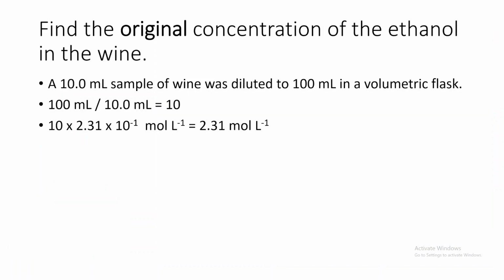Boom, simple. Now the question specified the original concentration, as the 10 milliliter sample of wine was diluted into 100 milliliters. We can multiply the concentration by the conversion rate, which is 10, to get our final concentration, which is 2.31 moles per liter, which is already simplified.